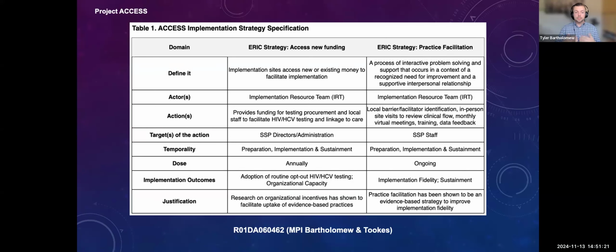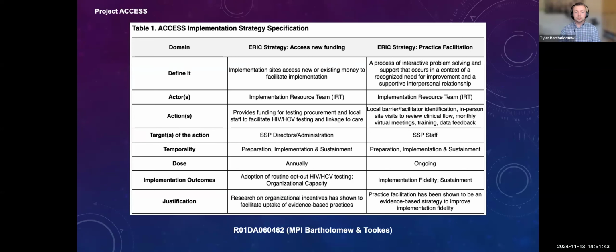In 2023, CDC endorsed opt-out testing as an evidence-based strategy to increase participant uptake of HIV testing and hep C testing. So at this point in time, we're thinking, all right, this is our evidence-based intervention, opt-out testing. How are we going to scale this and implement this nationwide, or across SSPs as a whole?